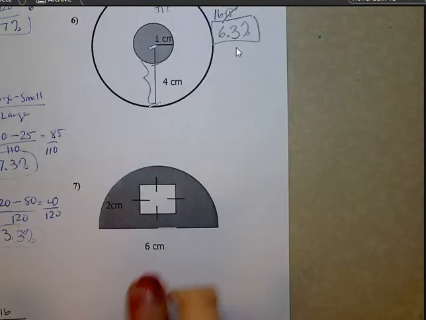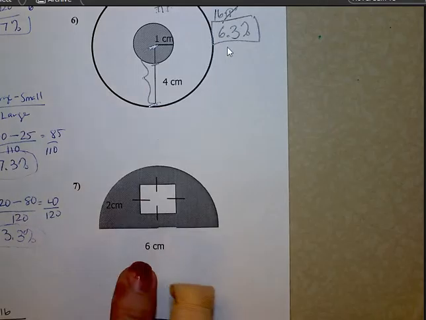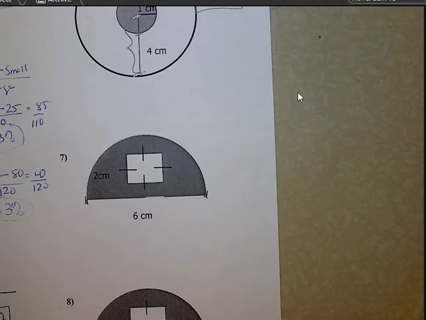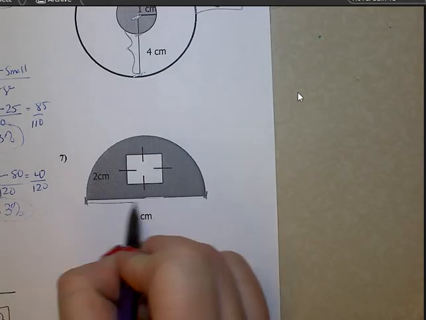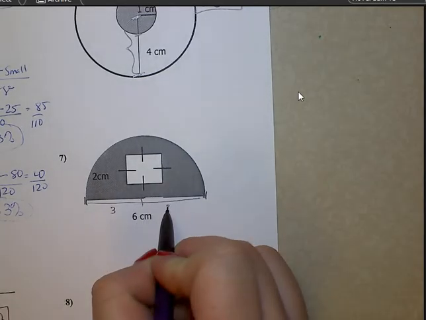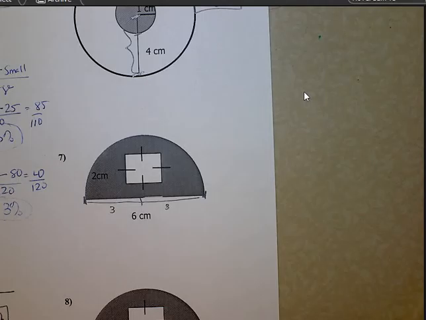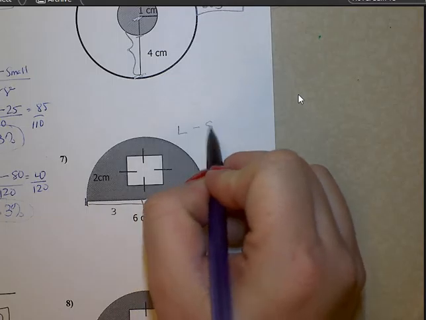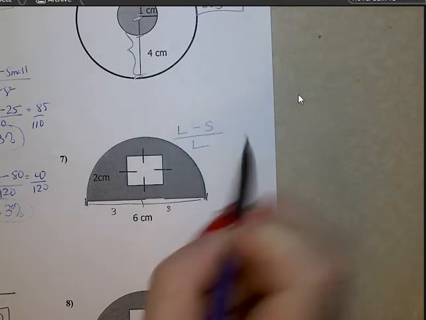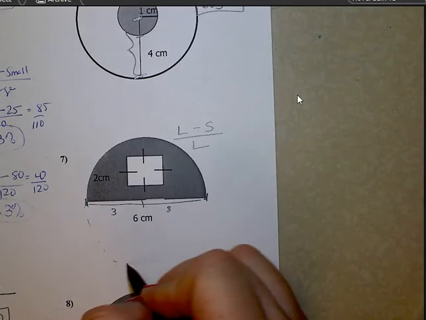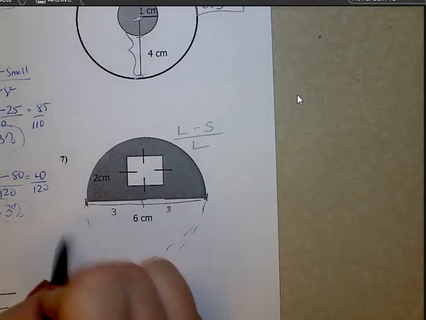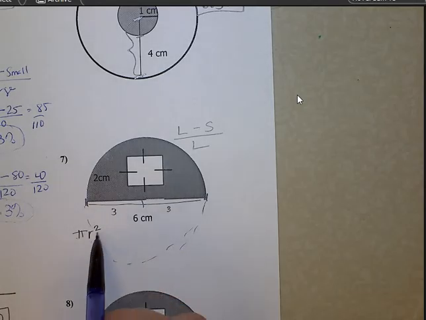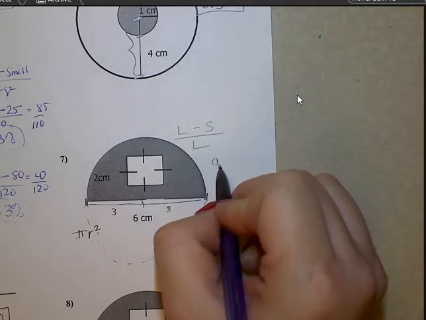Moving on to number 7, working with semicircles. Semicircle is half of a circle. From here to here is a distance of 6. That means the semicircle has a radius of 3. Notice that the outside is shaded, so we're going to do large subtract small divided by large. So this large region, if we think of it just as a circle, again, it's pi r squared. So pi times 3 squared, or also as 9 pi.